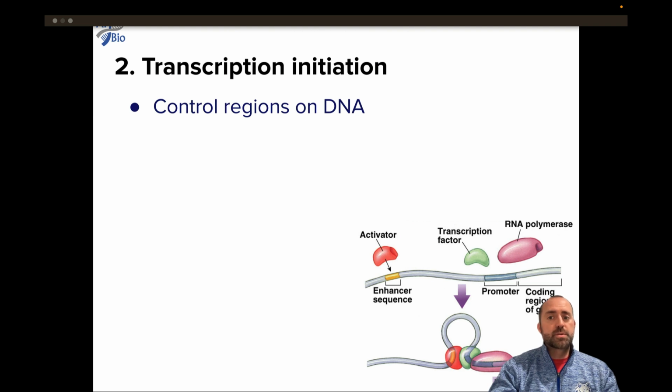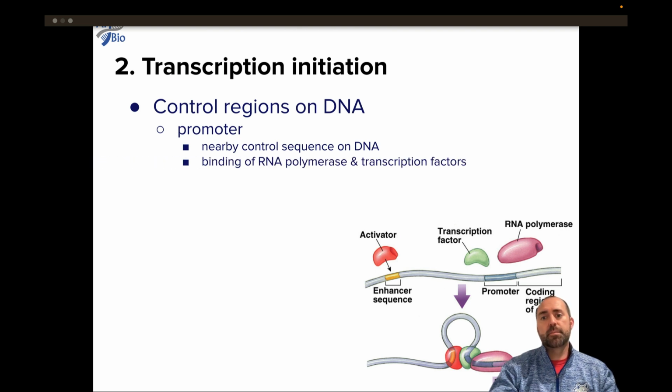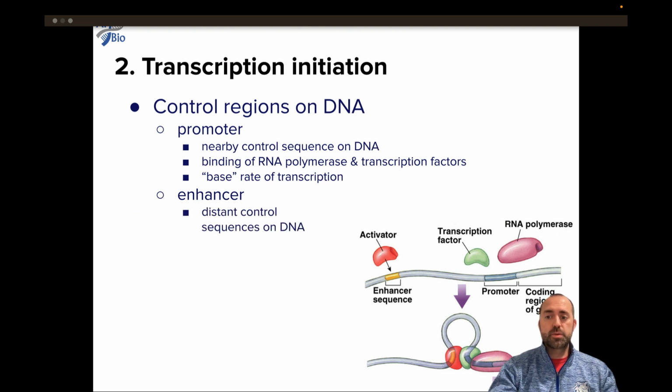So how do we initiate transcription? Basically, we have these control regions on our DNA called promoters, and those promoters are nearby the actual gene sequence, and they control where the RNA polymerase is going to bind. This is signaled by transcription factors that find the promoter. This gives you a base rate of transcription, what would be considered a baseline transcription level. And then enhancer regions can help promote or increase mRNA synthesis, or increase transcription.